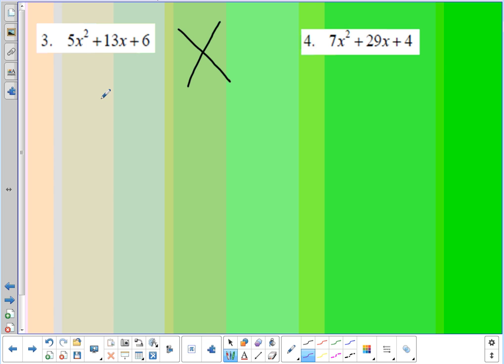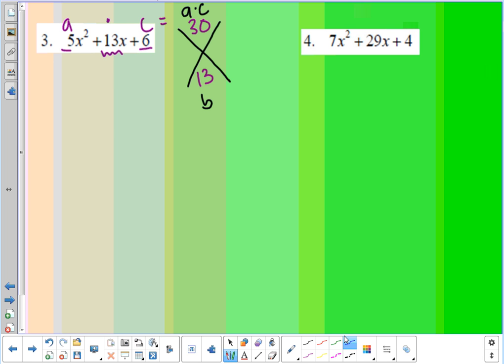So the top is going to be that A times C, which is 30. A times C gave me 30. The bottom is going to be the middle term. So if you want to write down that setup of the factor X, this is A times C, this is B.